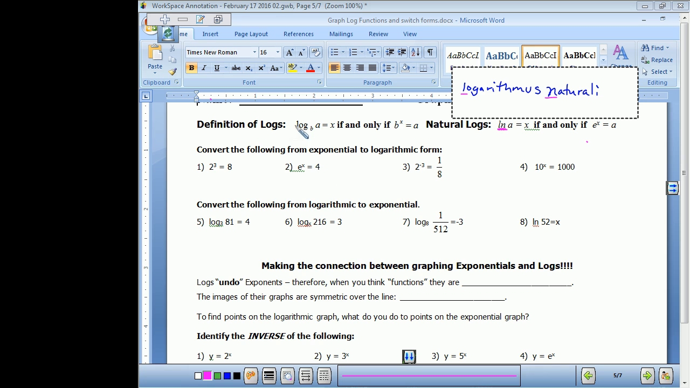Awesome. All right, so on the Friday before our little bitty break, we defined logarithms as log base b of a equals x if and only if b to the x equals a. And that makes sense. What we didn't deal with at all on Friday was anything that was in base e. Base e is the natural base. And so when we take the log of the natural base, we call it the natural log.